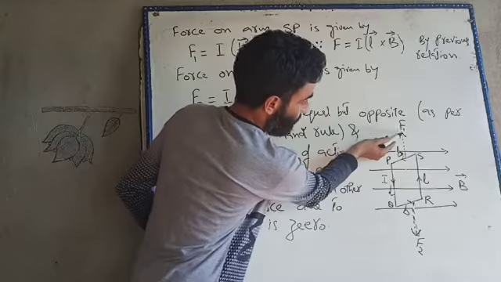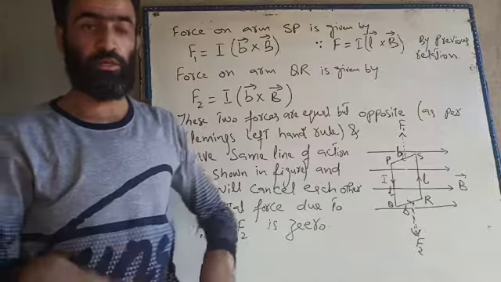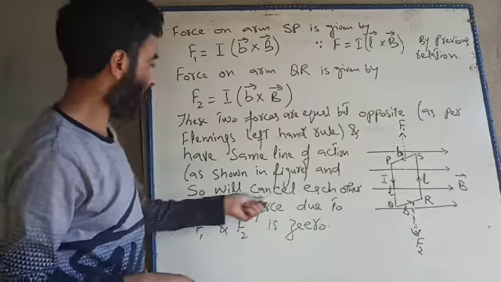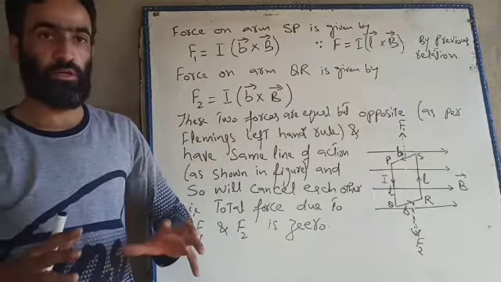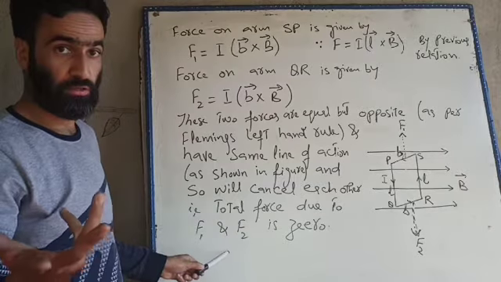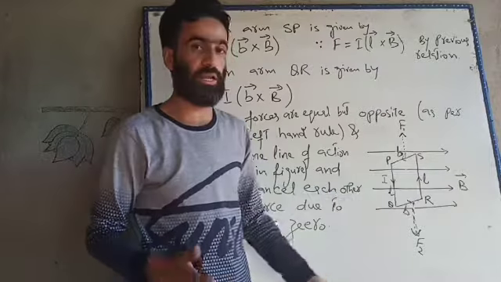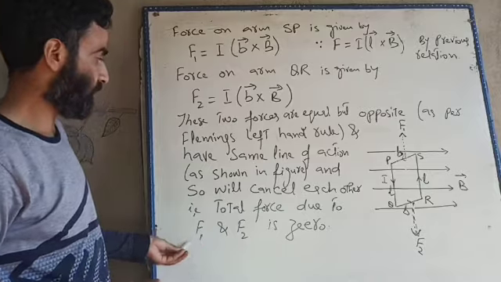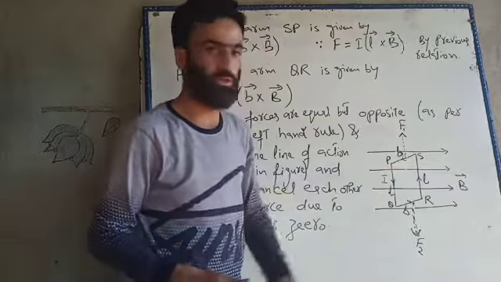But the line of action is the same. So these two forces are of equal magnitude but opposite direction with the same line of action, which I have written over here. So these two forces will cancel each other. So the total resultant of the two forces will be 0, because the two forces are acting in opposite directions with the same magnitude. So the total resultant force upon this arm and this arm comes to be 0.